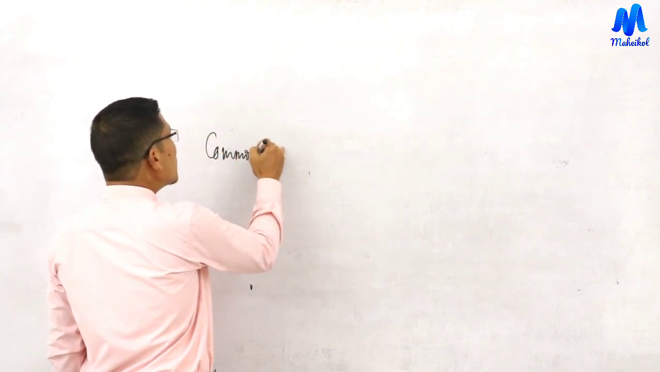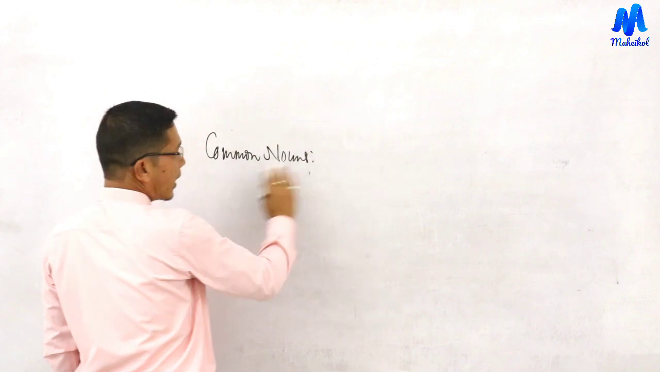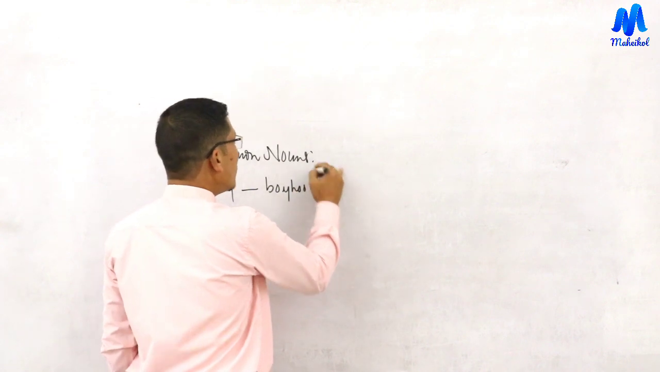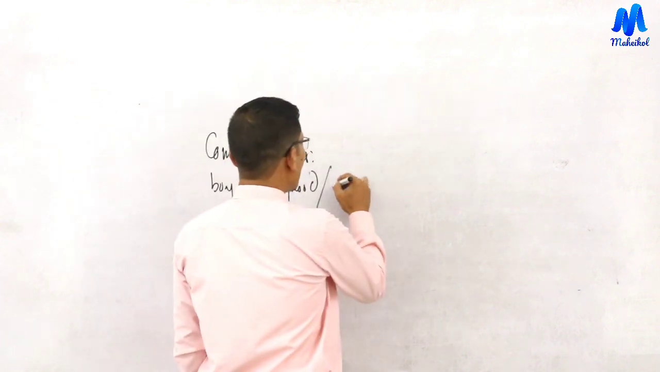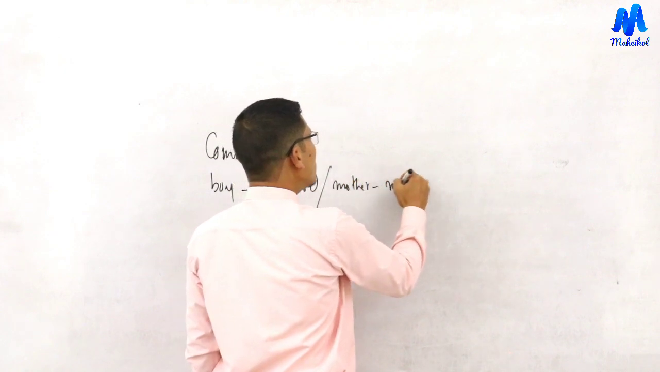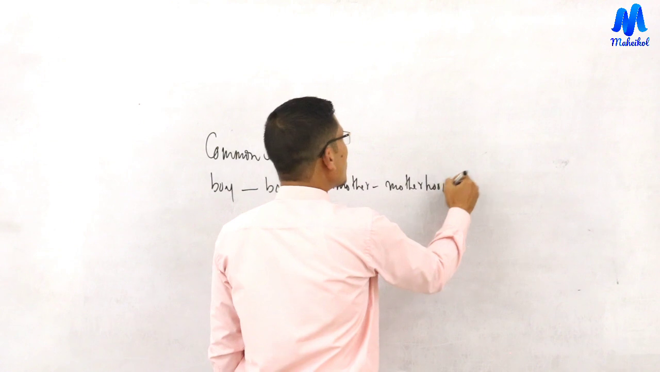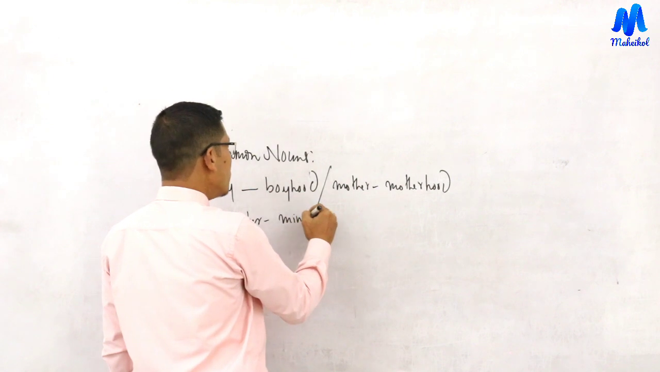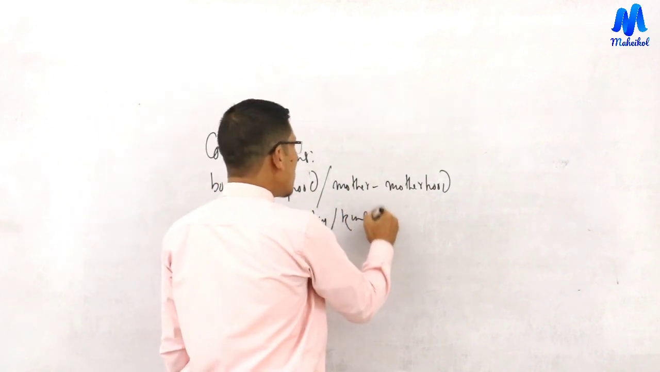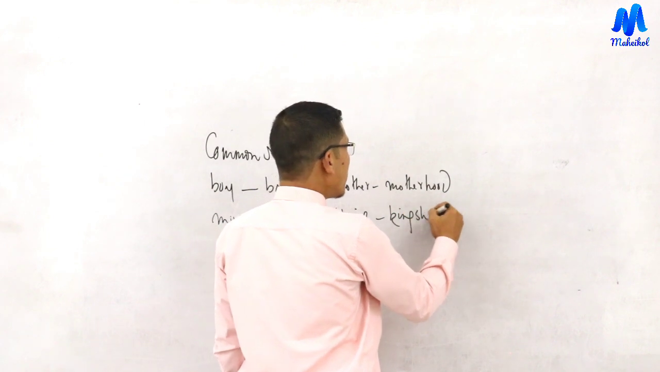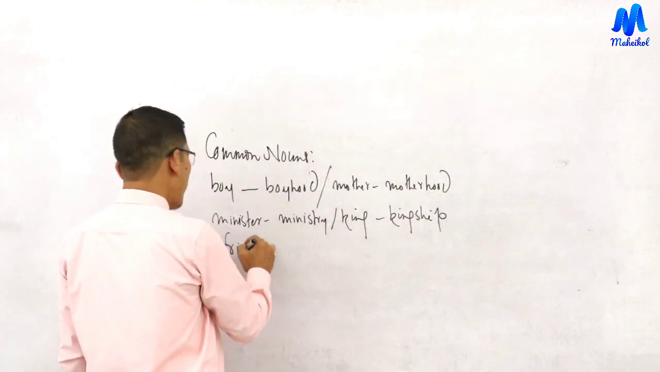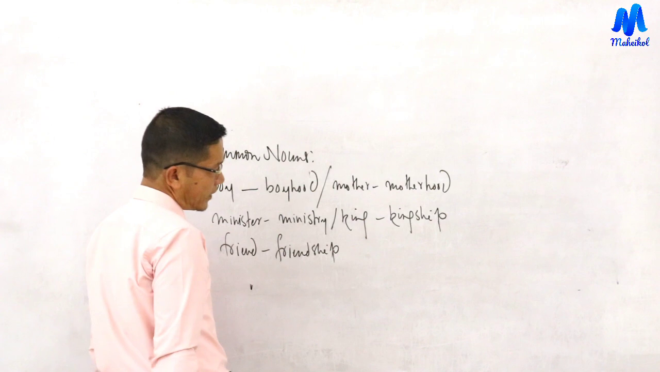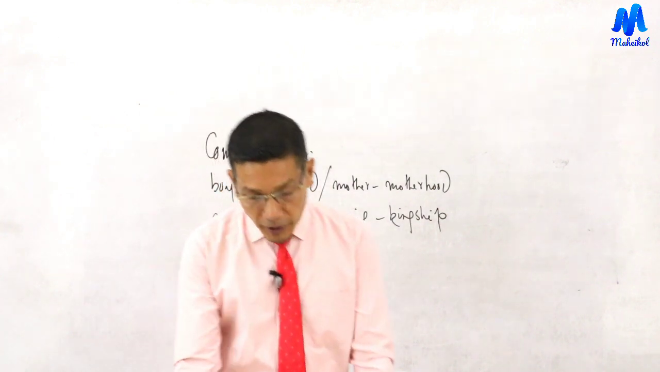Common nouns can become abstract nouns. Boy is a common noun, and boyhood is the abstract noun. Mother becomes motherhood. Minister becomes ministry. King becomes kingship. Friend becomes friendship.